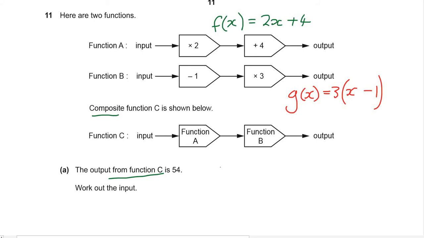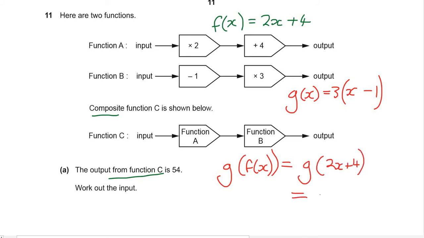Right, and then function C, well, it does A first and then B. So that is g of f of x. And f of x is 2x plus 4, so this is g of 2x plus 4, which equals 3, put our x in here, 2x plus 4 minus 1. And we can simplify the bit inside the brackets. 2x plus 4 minus 1 is 2x plus 3. Like so.